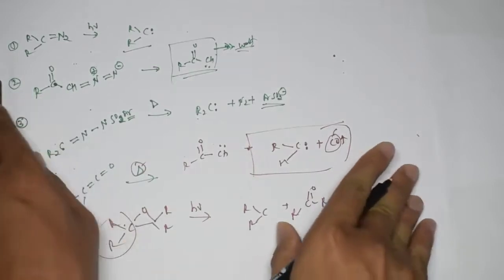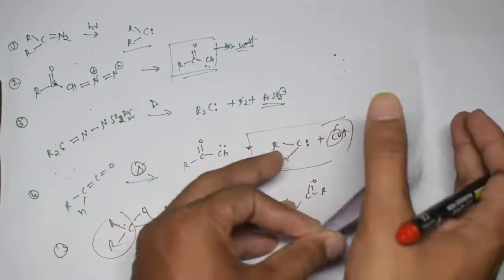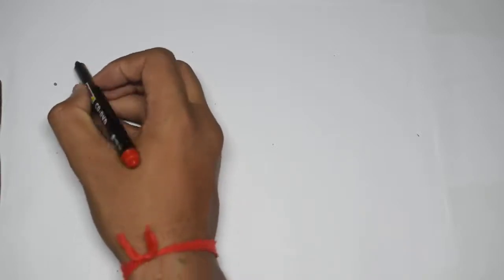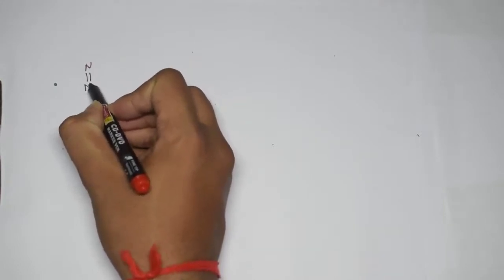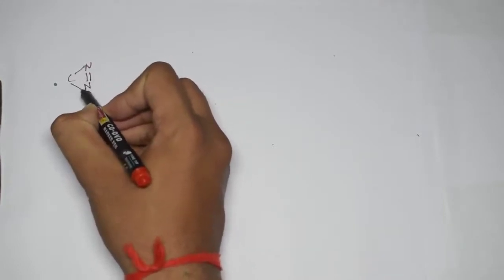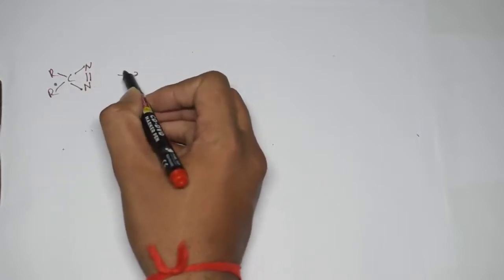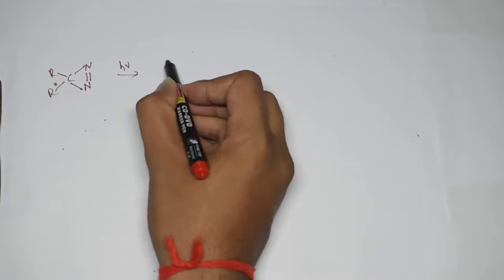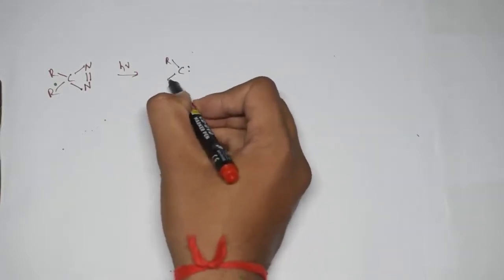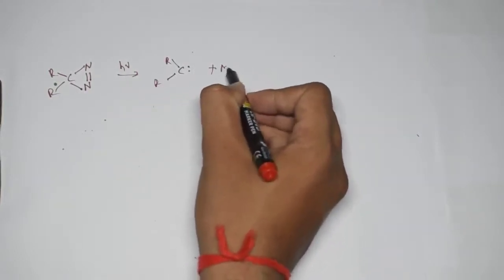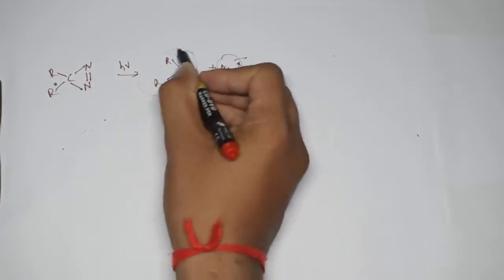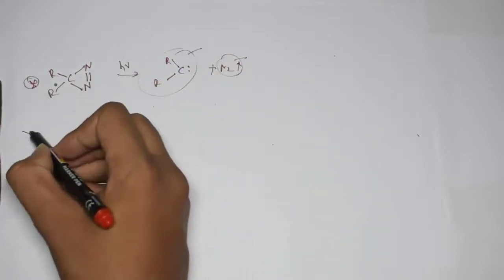Now let's take a few more from where they can be formed. Now they can be formed from the diaziridine. So what are diaziridines? Here we have this N double bond N like this, and here we have this C and this C like this, and this R and this R, right? So if I treat it with photon or heating, it can give you this kind of reaction. So here the carbene can also be formed.